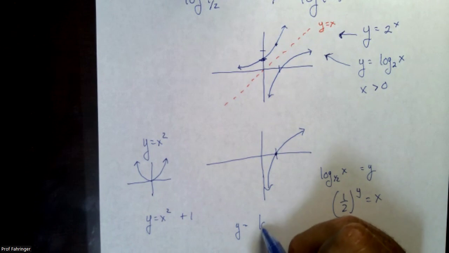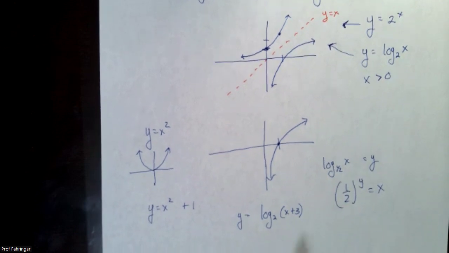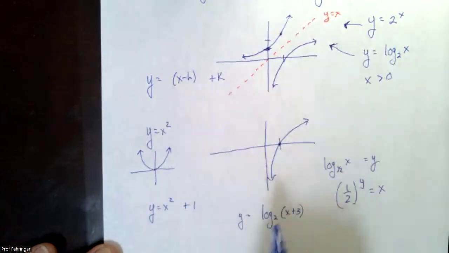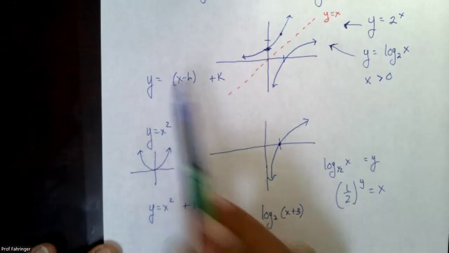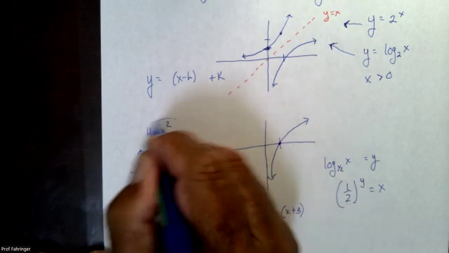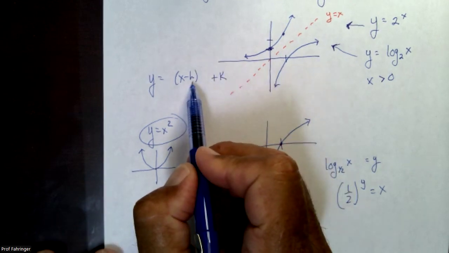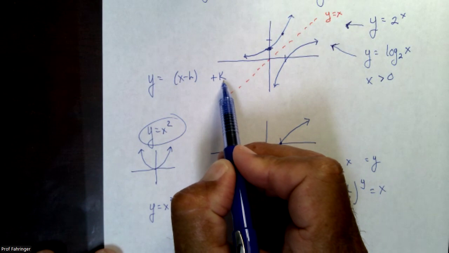Y equals log base 2 of x plus 3. That would move the graph down 3 because remember it was x minus h, y equaled x minus h, and then out here plus k. And we had squares and different things like that. But now we're working with logs instead. When the x plus 3 is in the parentheses, that's when it gets moved left or right; the left and right is going to be the h. What's stuck on out here at the end, this plus k, is going to be our up or down.